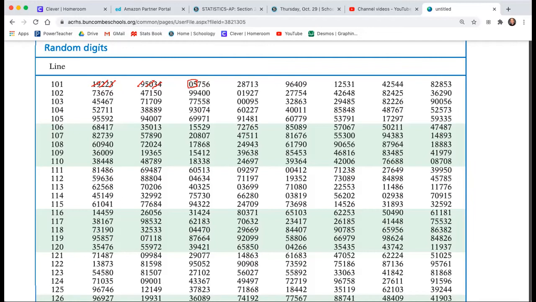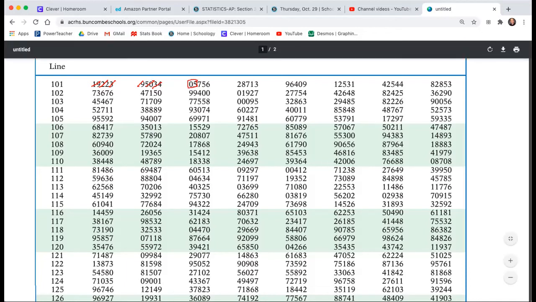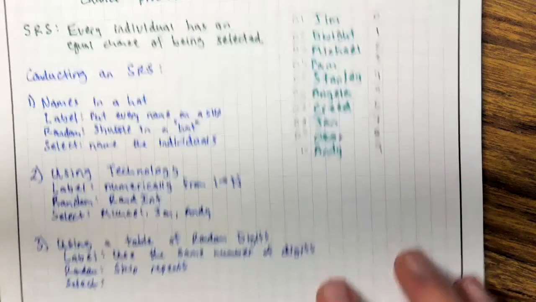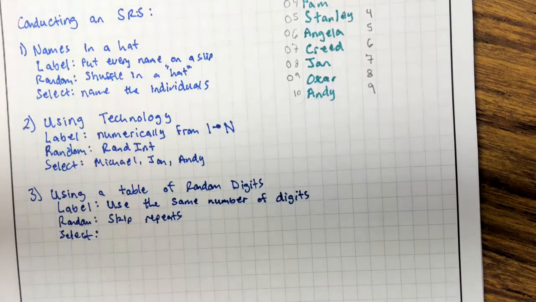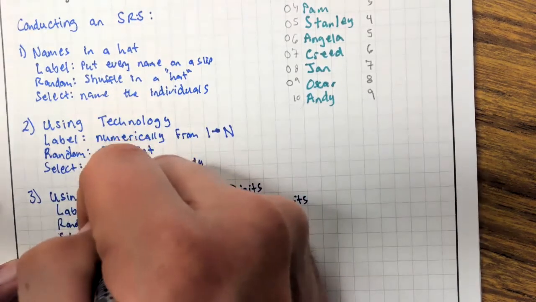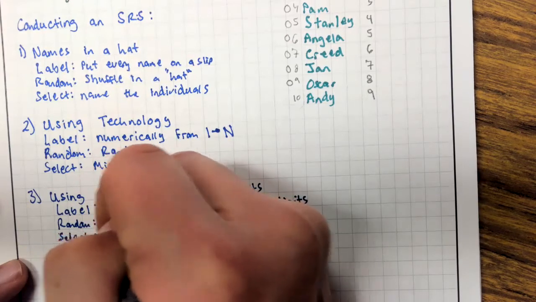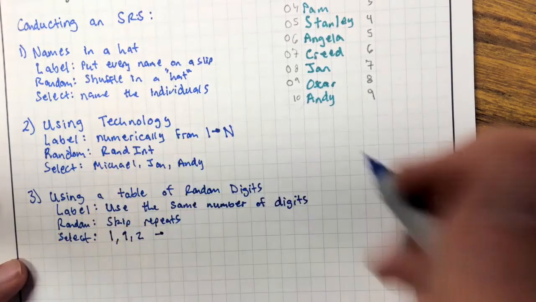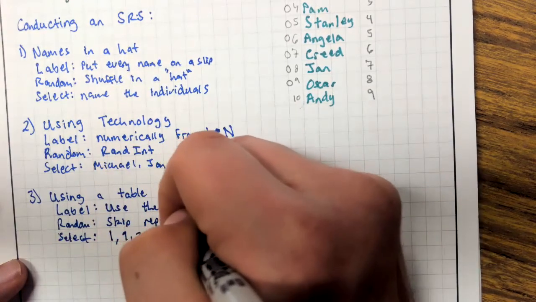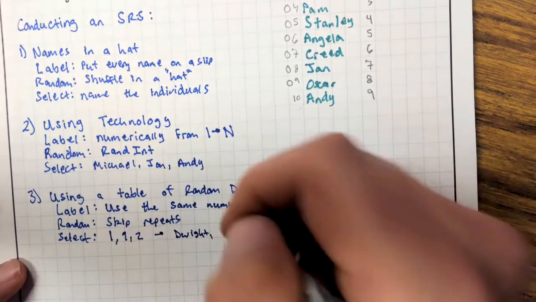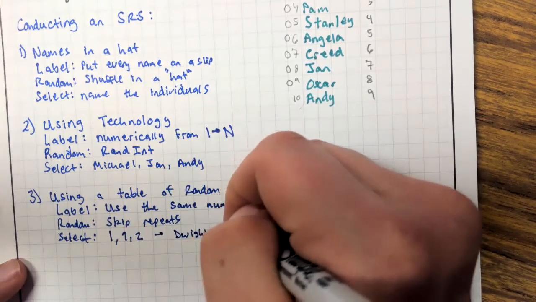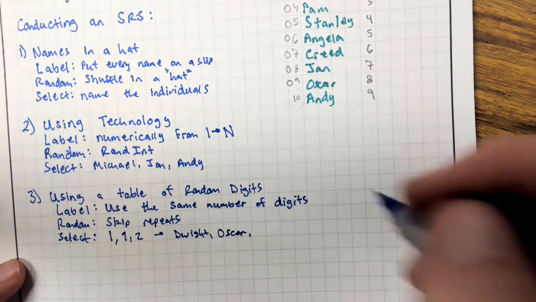Let me just go back to my notes. All right, so I selected 192 from my table of random digits, which led me to pick Dwight, Oscar, and number 2 was Michael.